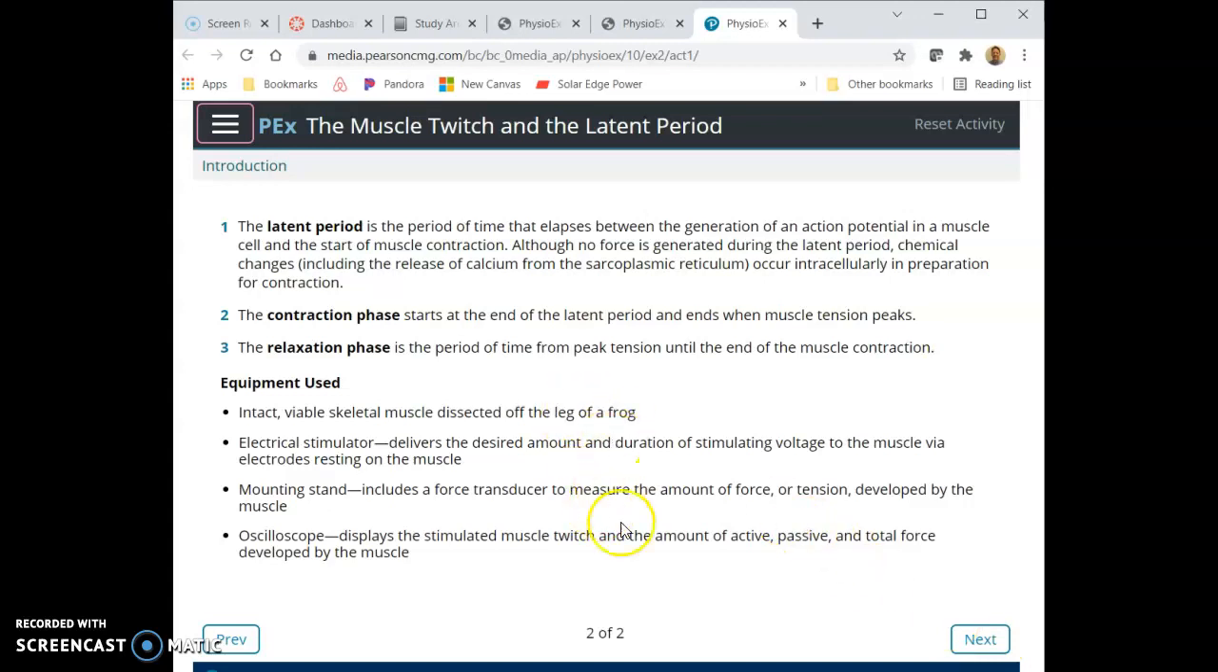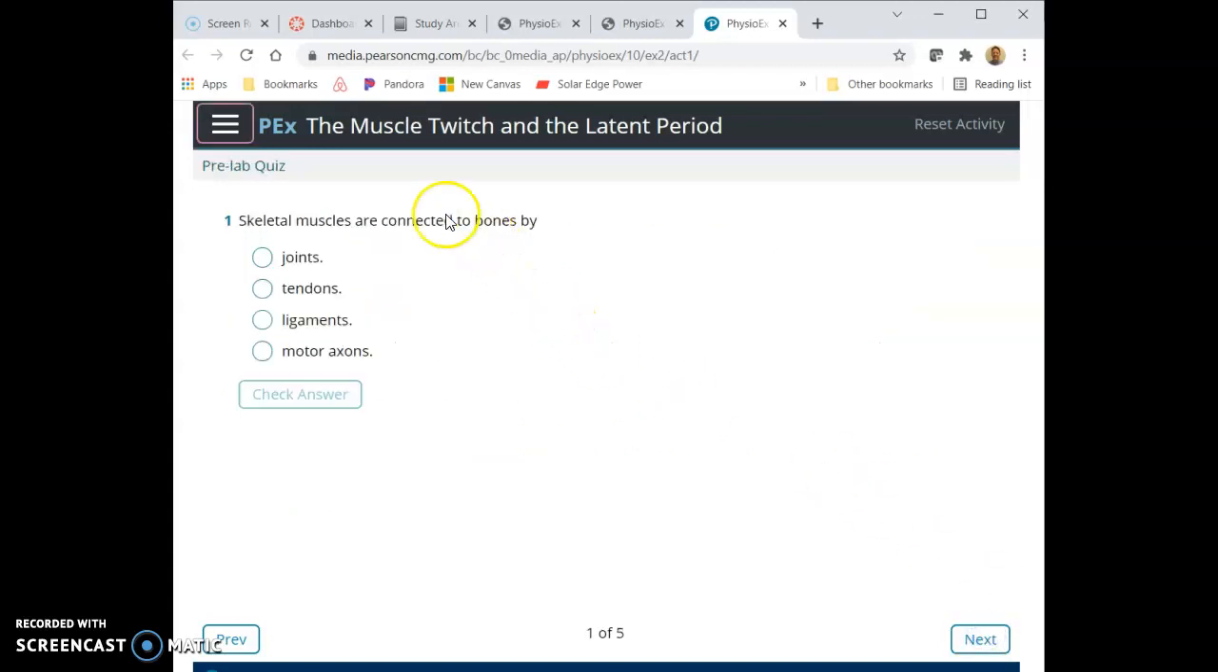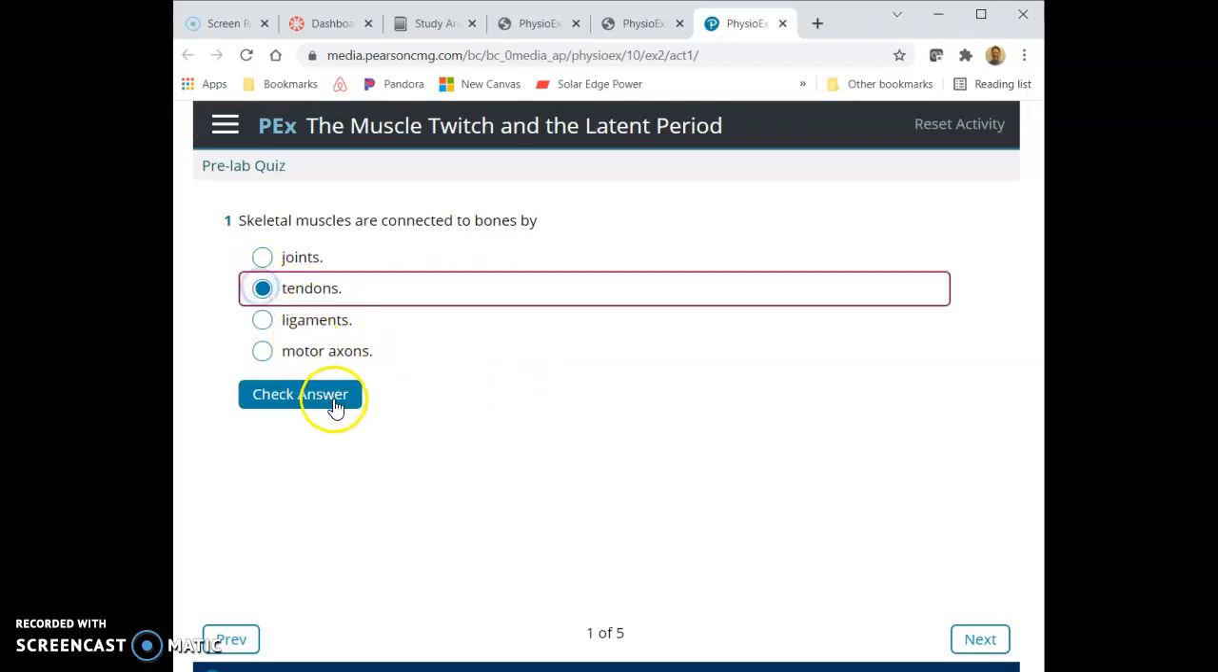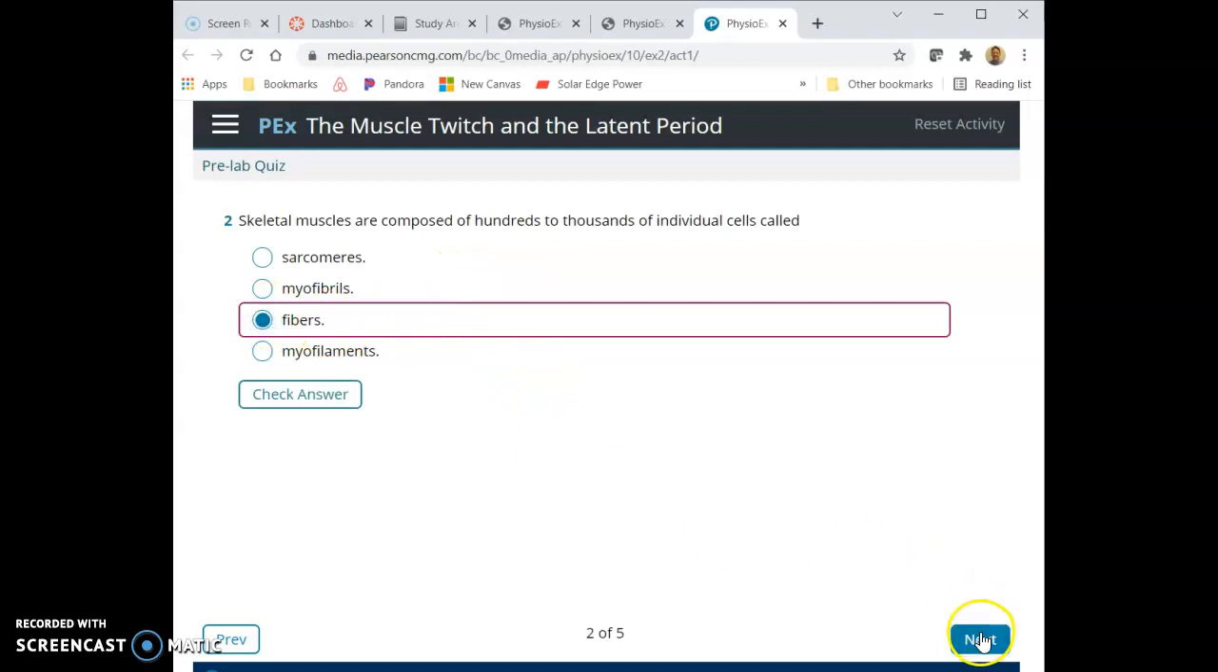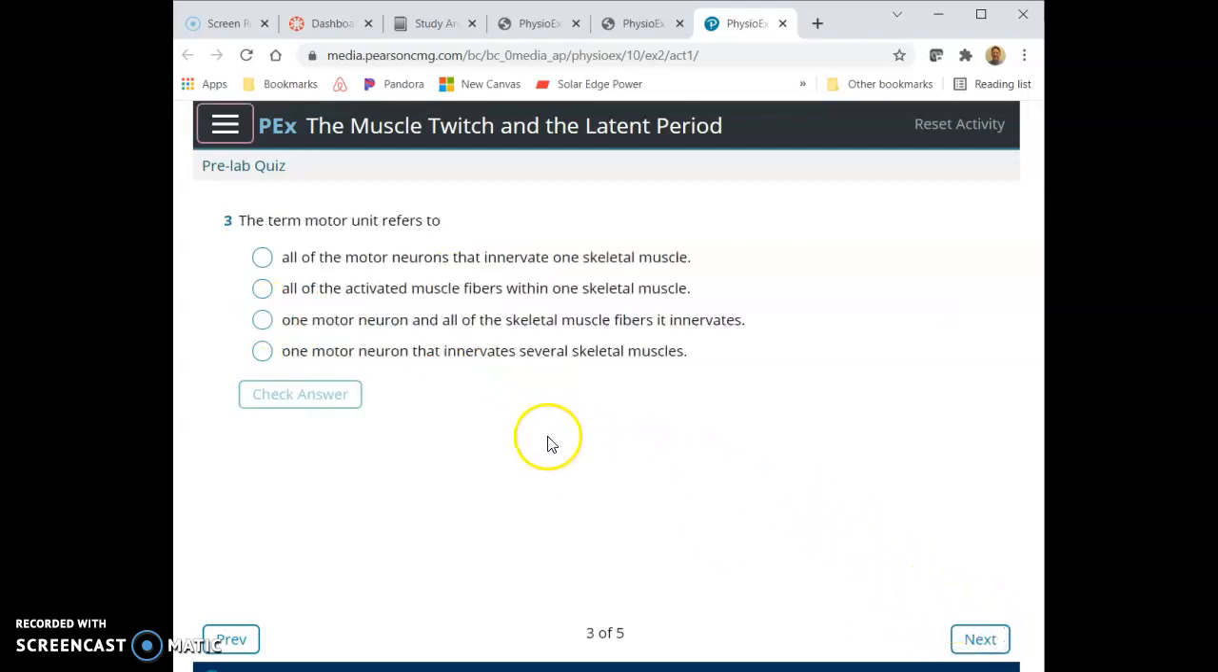And here's the equipment, which is all online. I did this at University of Michigan with real muscles and things like that, but it was a 6-hour lab. It was a lot to set up and do. Then you can answer these questions. Hopefully you know the answers. If you don't, it'll tell you, but you just pick the right one and check your answer if you want and go on. And then, they're called muscle fibers. And again, you can check your answer, just go on. And then a motor unit, one motor neuron, and all the skeletal muscle fibers.